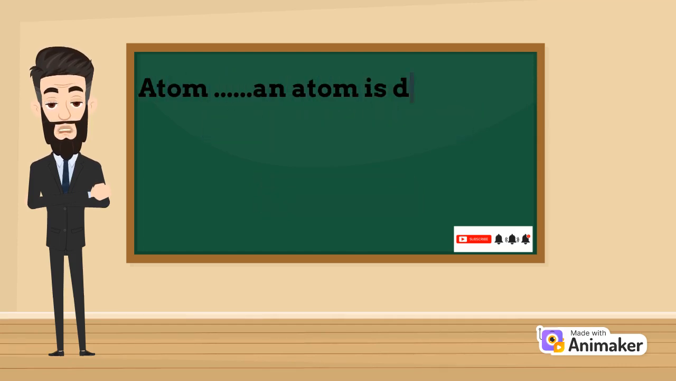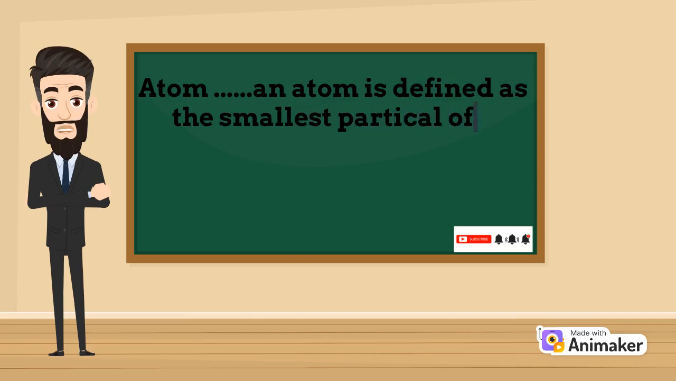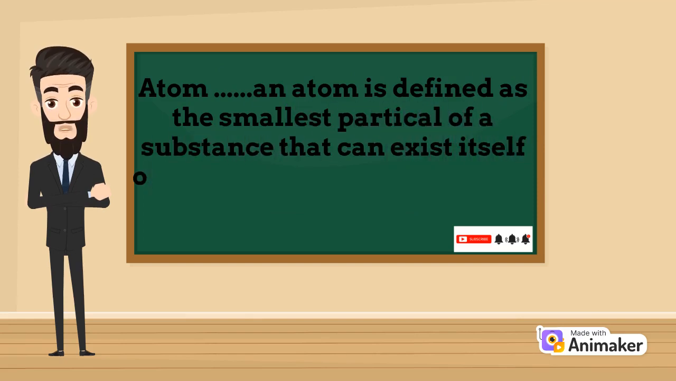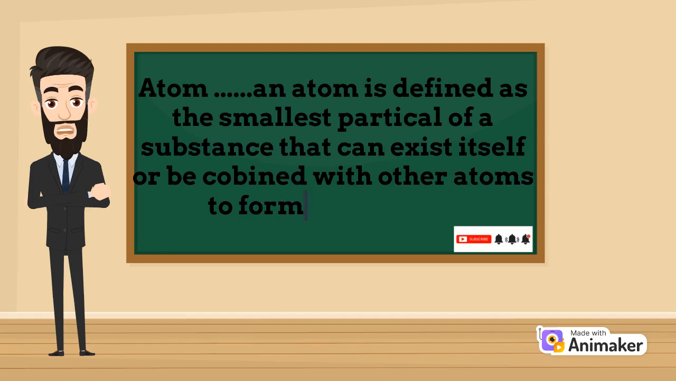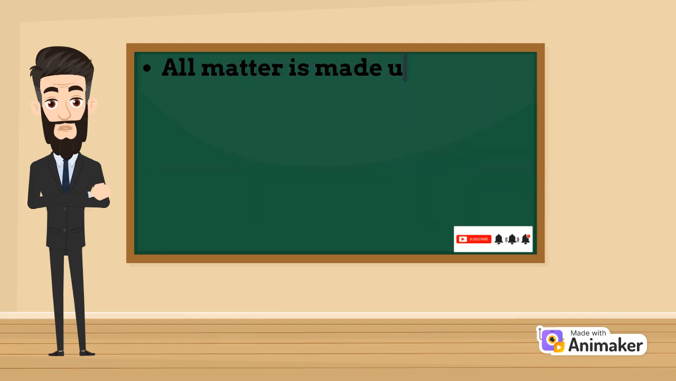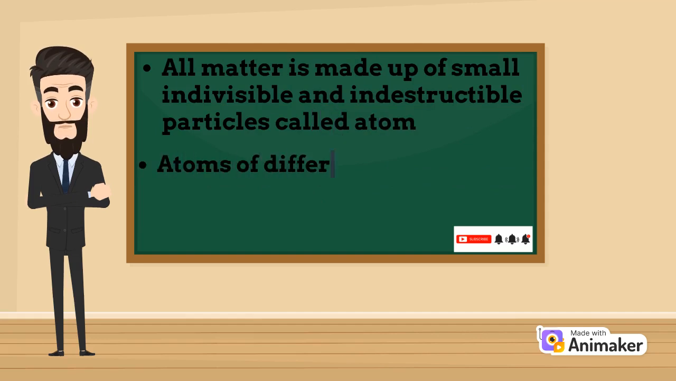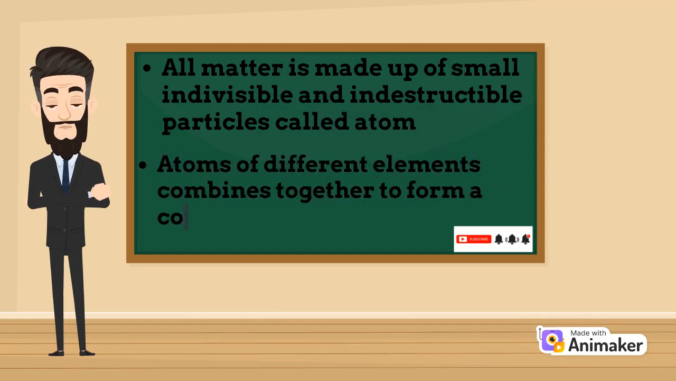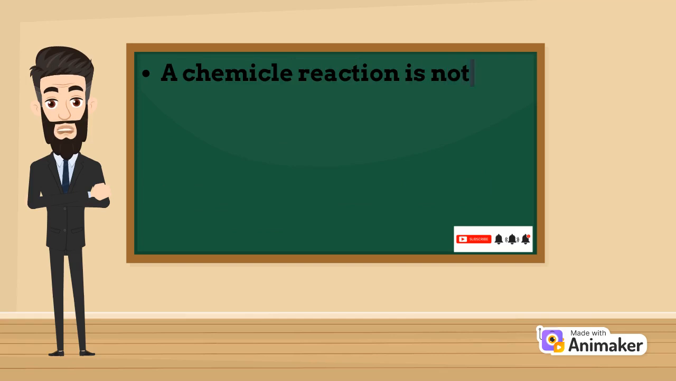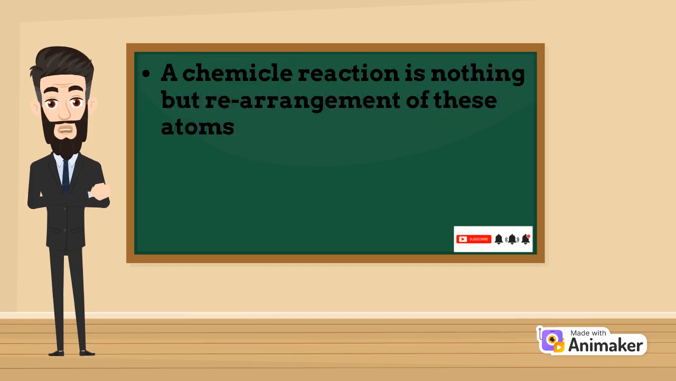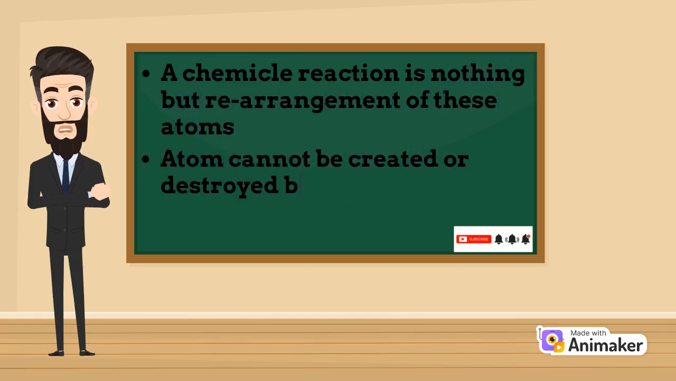Atom. An atom is defined as the smallest particle of a substance that can exist by itself, or be combined with other atoms to form a molecule. All matter is made up of small, indivisible and indestructible particles called atoms. Atoms of different elements combine together to form a compound. A chemical reaction is nothing but a rearrangement of these atoms. Atoms cannot be created or destroyed by any means.